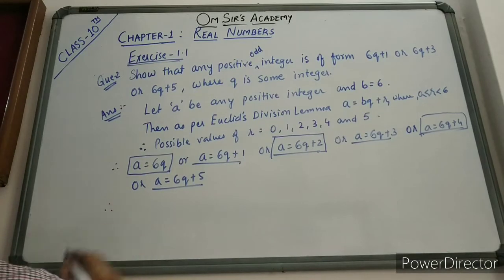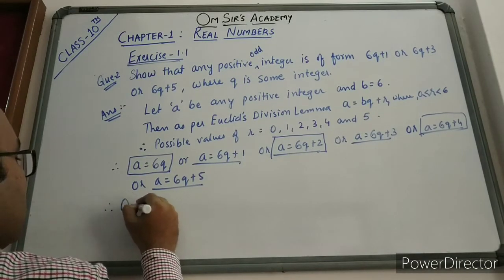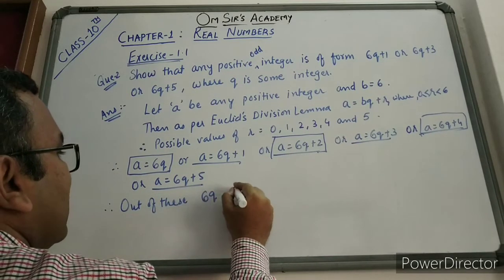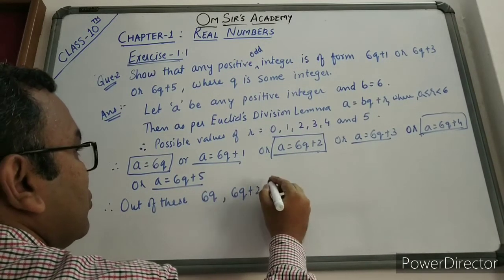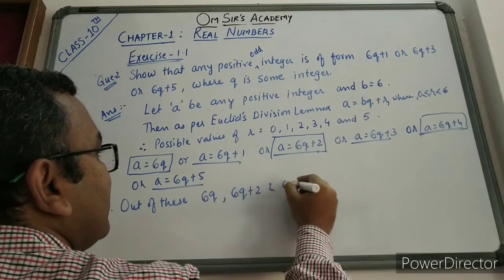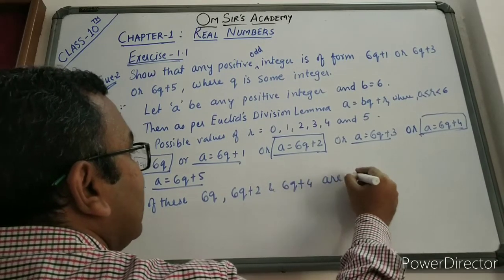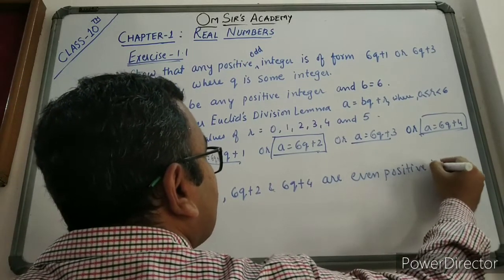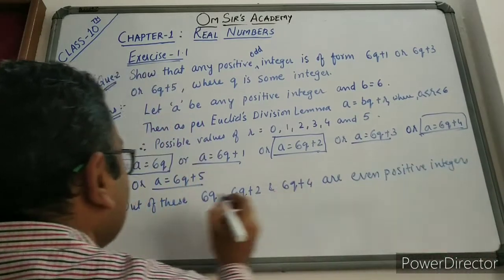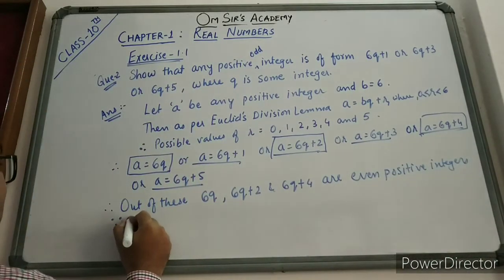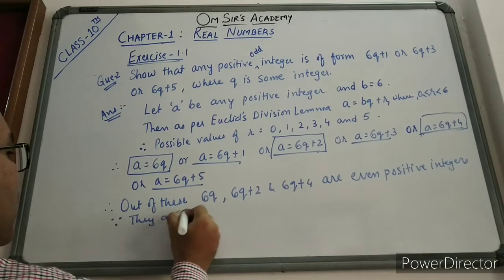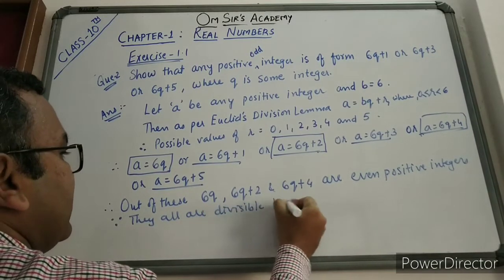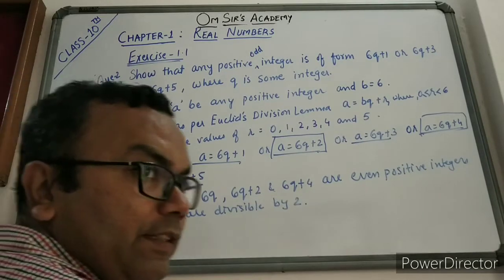So therefore, out of these, 6q, 6q plus 2, and 6q plus 4 are even positive integers. They are even positive integers. Why? Because they are divisible by 2. Is it clear friends?